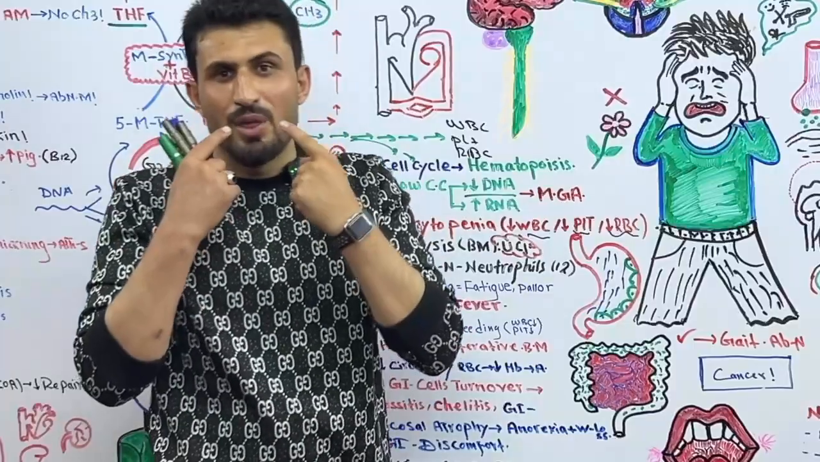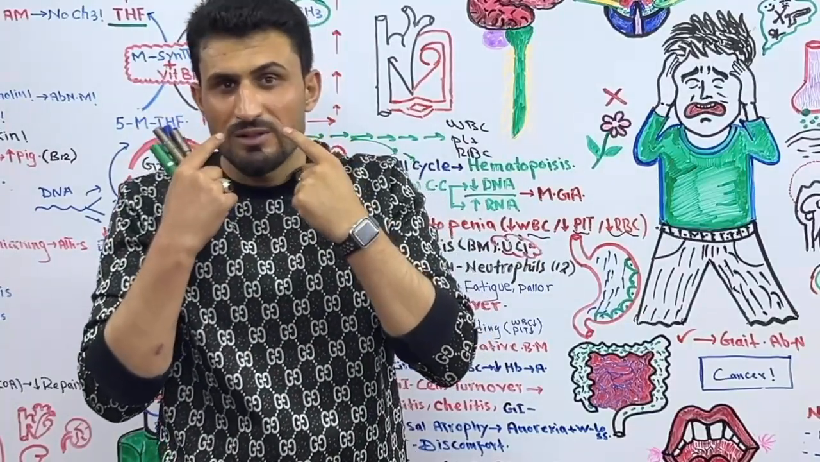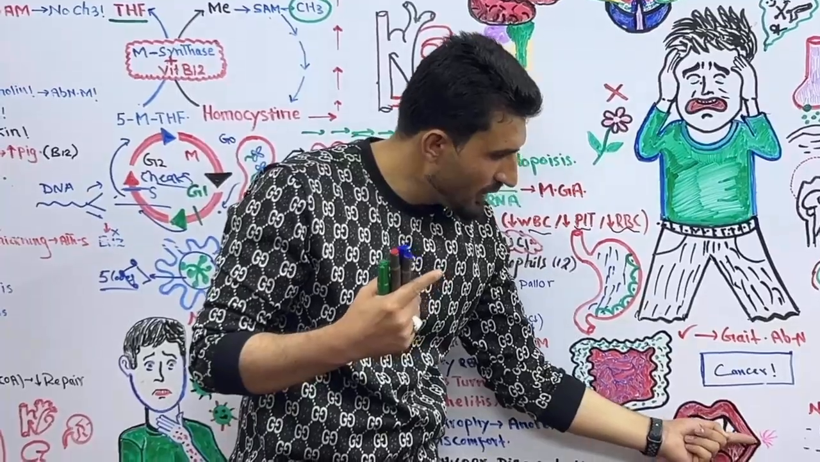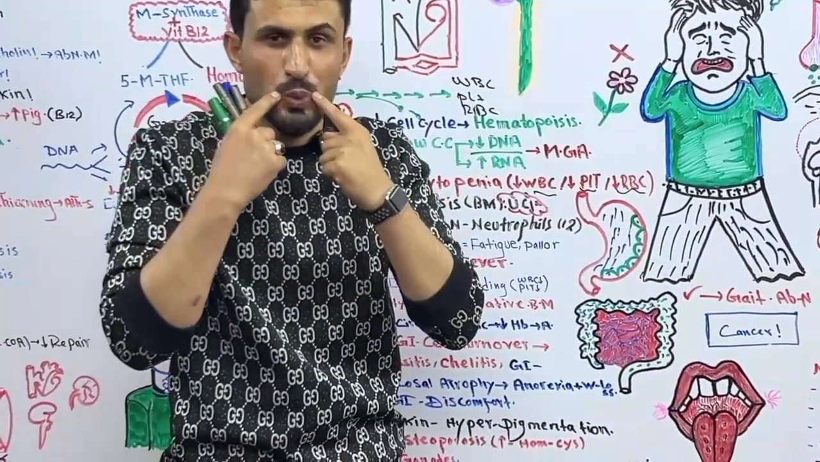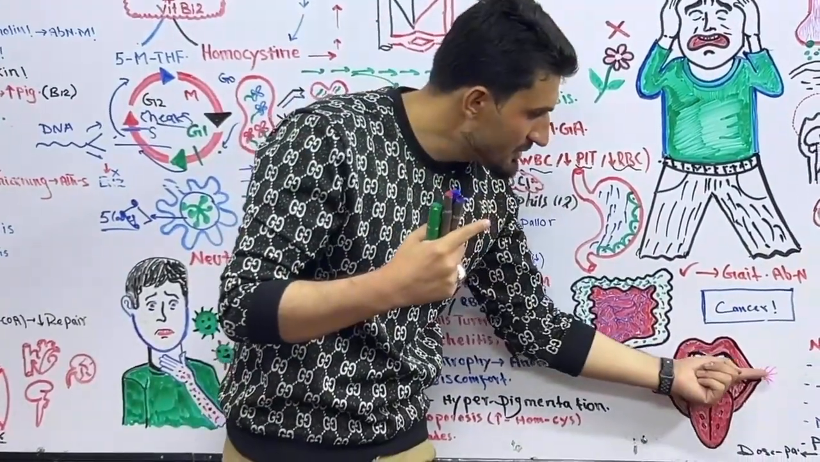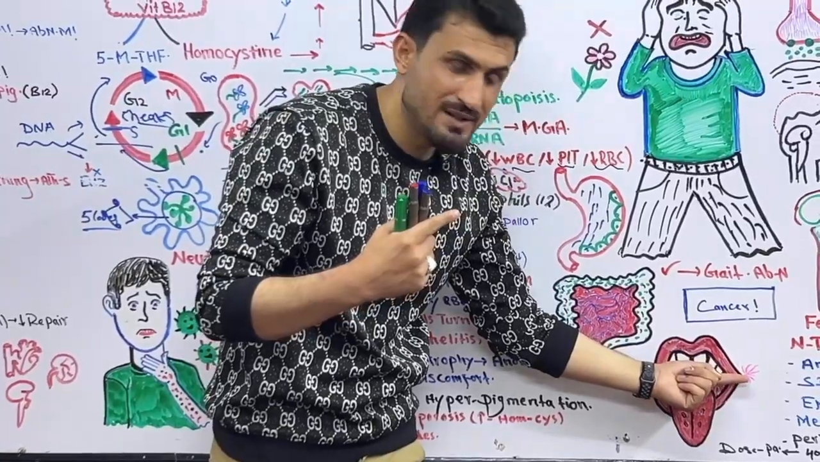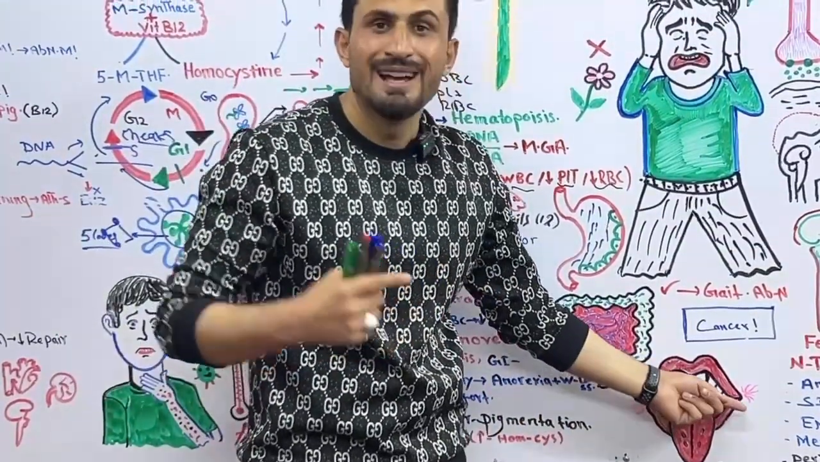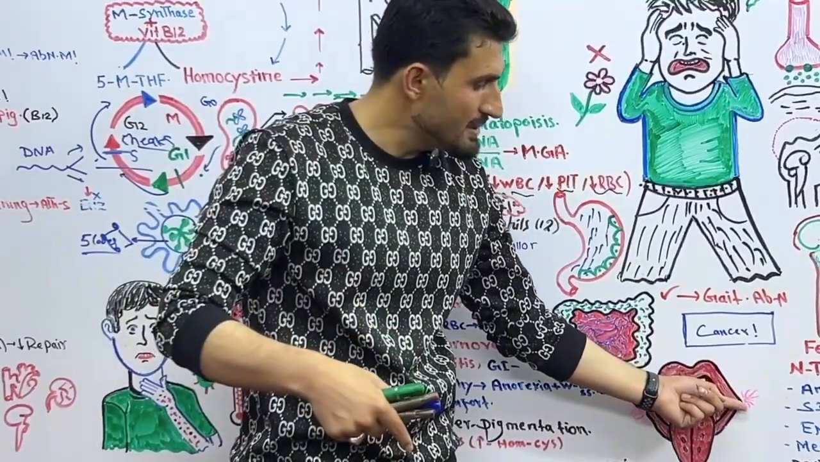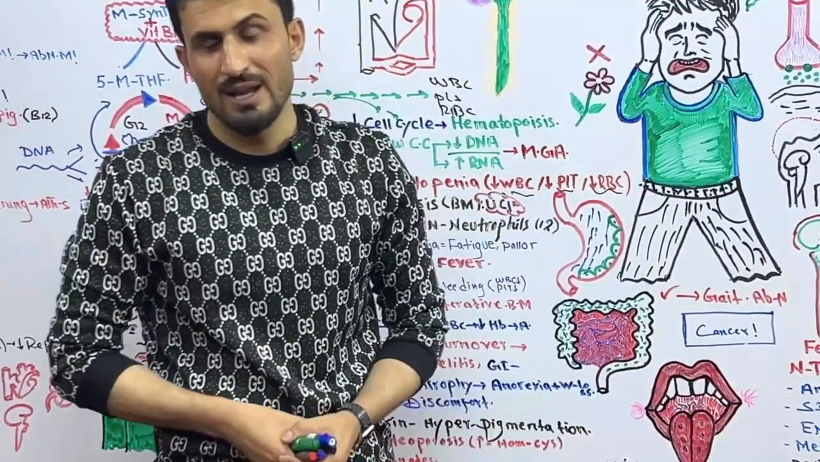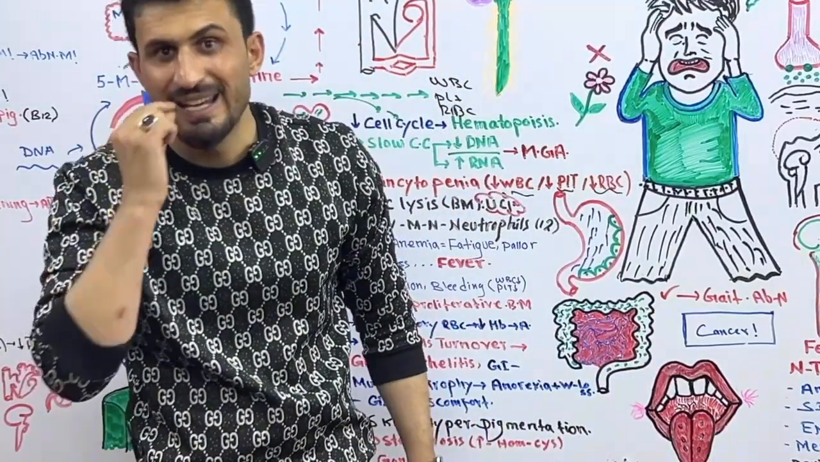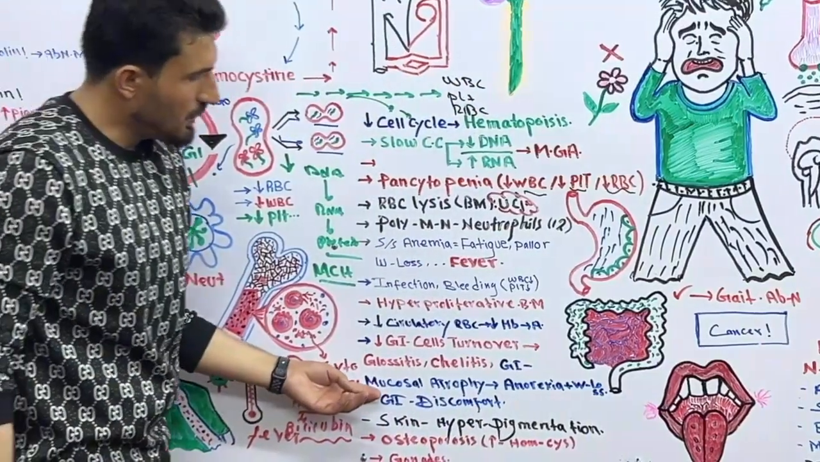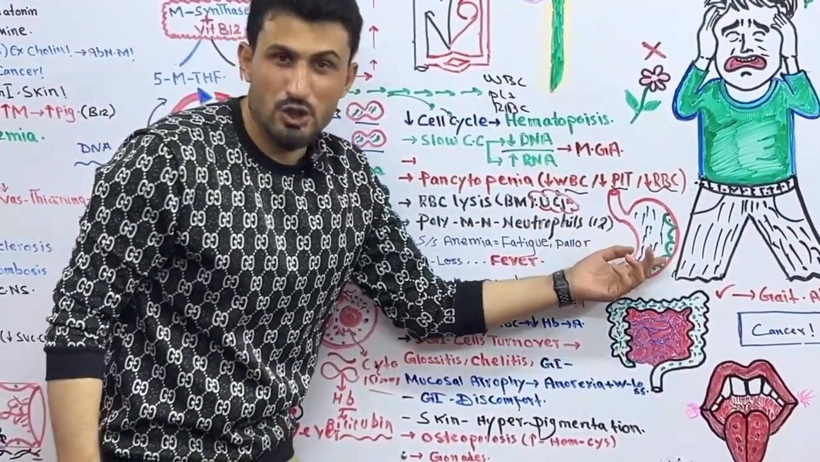Cheilitis means that the patient will have some ulcers. For example, this is the mouth of the patient, and at these corners of the mouth, the patient will have some ulcers, some lacerations, and these are called cheilitis, and these are due to less cell production, plus due to infections, and due to less healing. Got it? Plus the patient will develop mucosal atrophy.